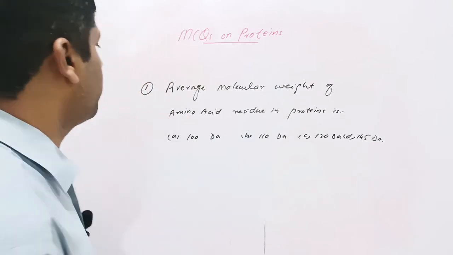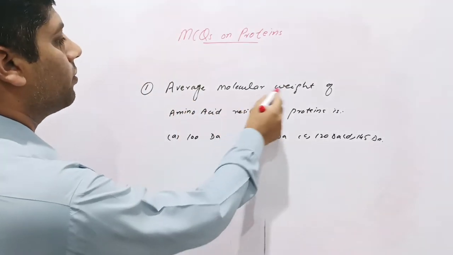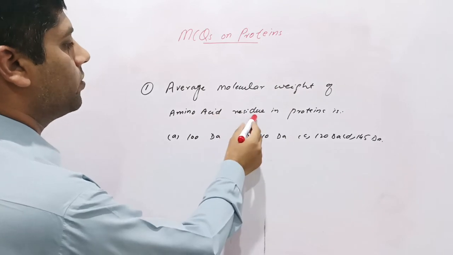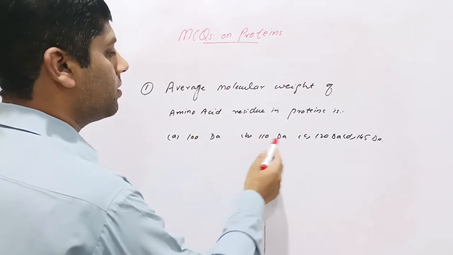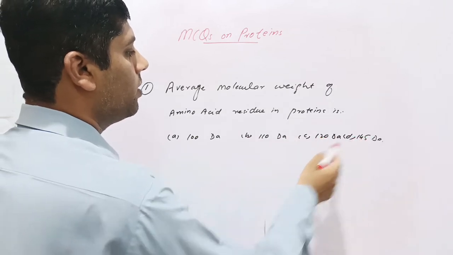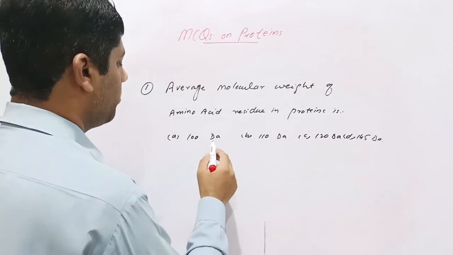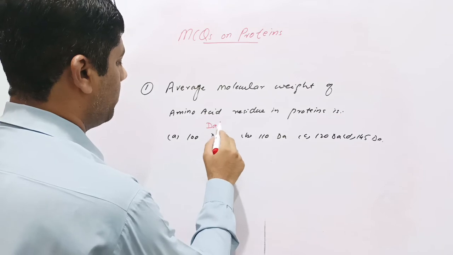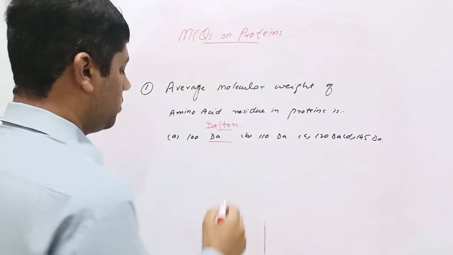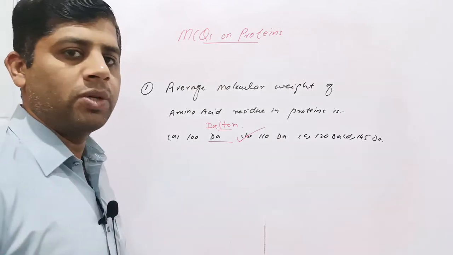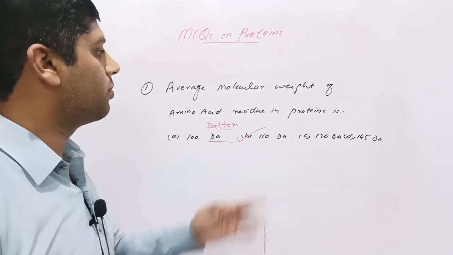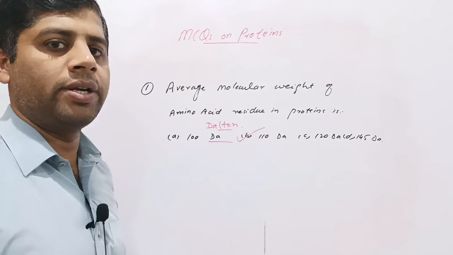The first question of our lecture is: the average molecular weight of an amino acid residue in proteins. Given options are 100 daltons, 110 daltons, 120 daltons and 145 daltons. The unit for molecular weight of amino acid is dalton. So the correct option here is 110 daltons. The average molecular weight of the amino acid present in the protein chain is 110 daltons.